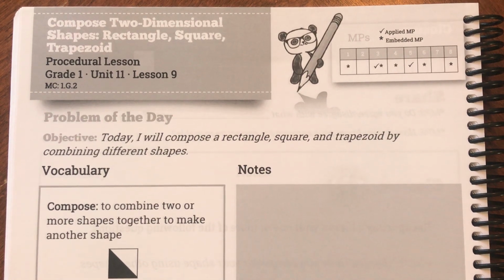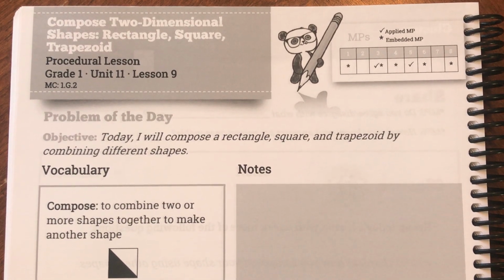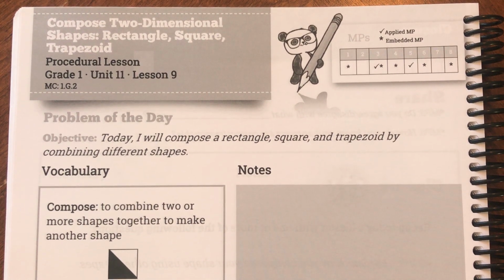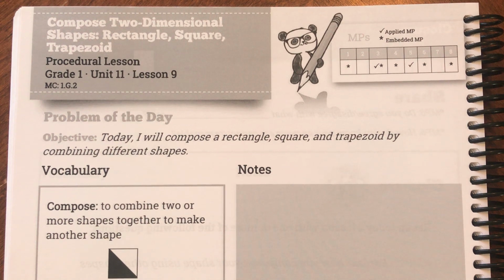Good morning, first graders. Today we are on page 245 of your student journal, and we are on Unit 11, Lesson 9. So we did skip Unit 11, Lesson 8, but there's two really good pages in that lesson that after the video I want you to look at.